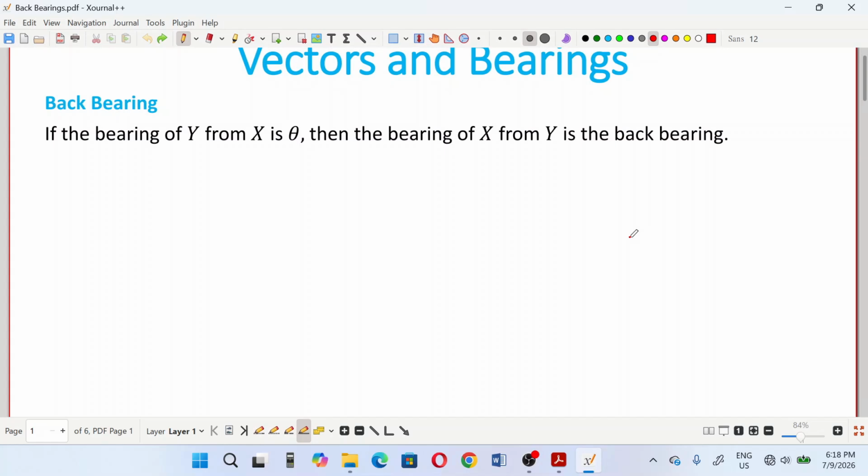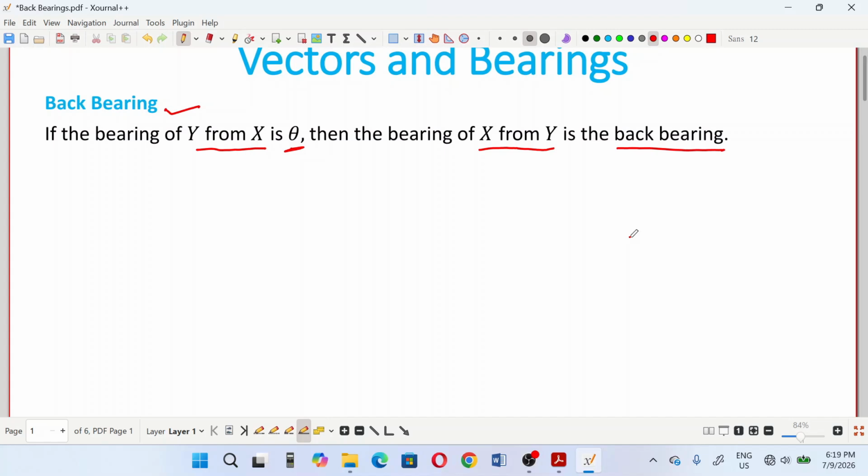This is Malik. During our last lesson, we looked at bearing from one point to the other. This time we want to look at back bearing. What is back bearing? If the bearing of y from x is say theta, then the bearing of x from y is the back bearing, right? You realize that the first one says y from x is theta. Then the opposite, the reverse of it, is just what we call back bearing.